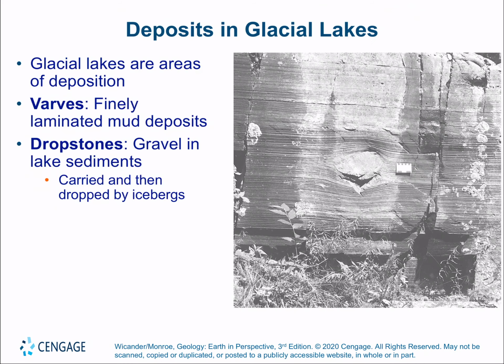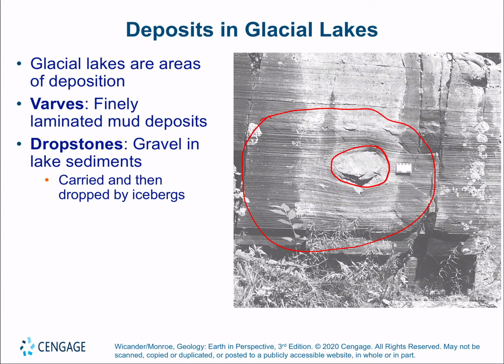Now in your glacial lakes, you also see some deposition, and you could see what's known as varves. So all this area right in here is considered to be a varve, which is your finely laminated mud deposit, and you can see the laminations. This right here that I'm circling would be known as a dropstone. It is a piece of gravel in a lake sediment. So it's basically carried by your glacier and then deposited.